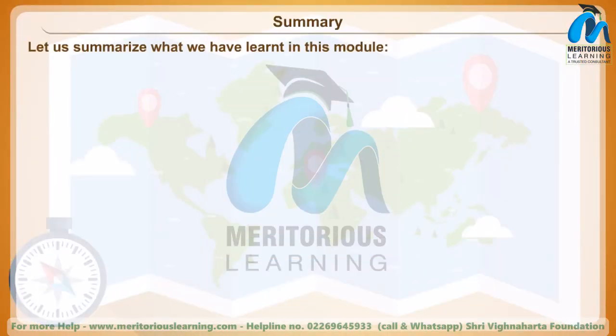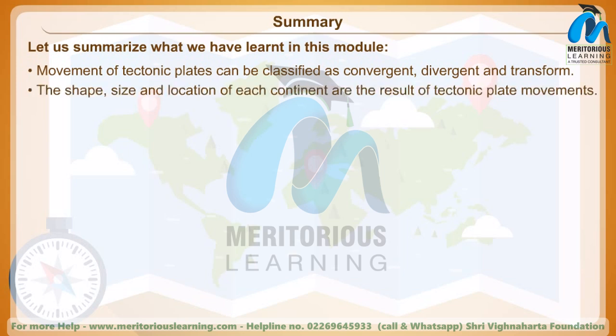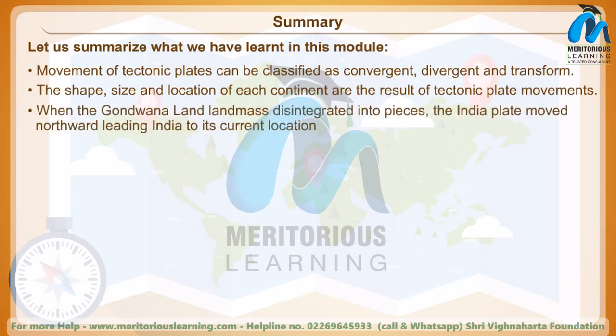Summary. Let us summarize what we have learned. Movement of tectonic plates can be classified as convergent, divergent, and transform. The shape, size, and location of each continent are the result of tectonic plate movements. When the Gondwana landmass disintegrated into pieces, the India plate moved northward, leading India to its current location.